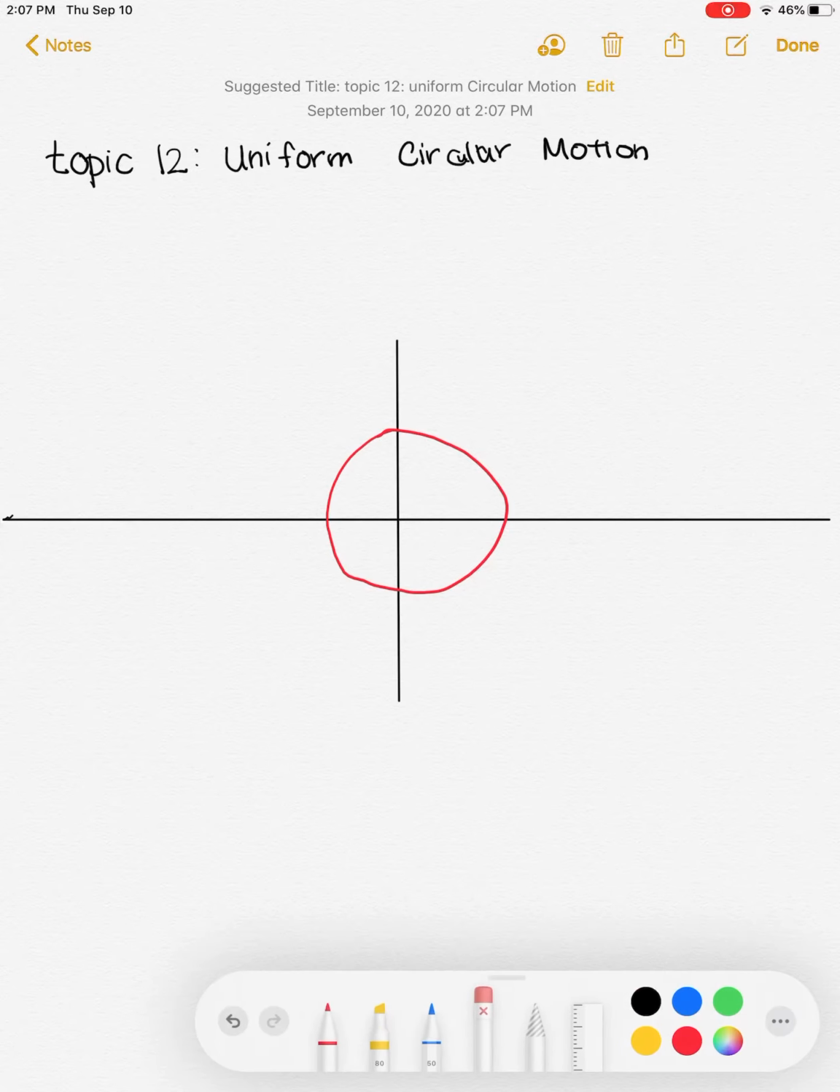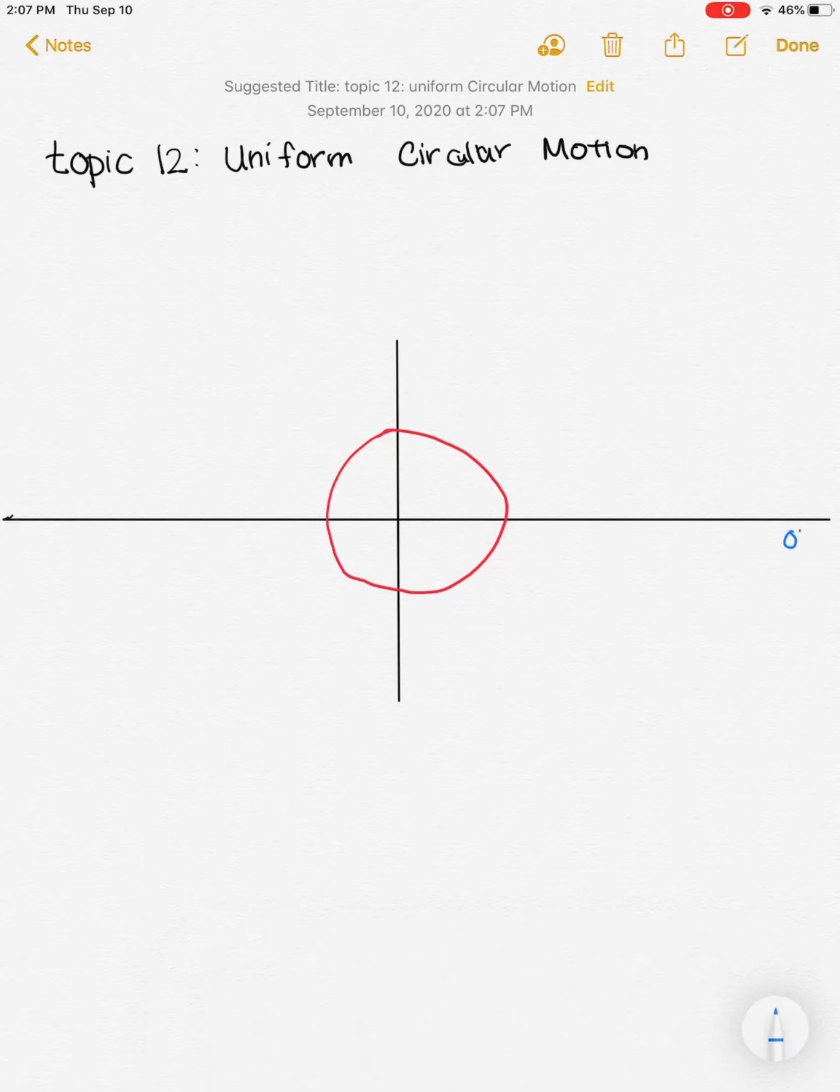But if I wanted to use slightly different coordinates in order to model my circle, what I can say is that this is 0 degrees, this is 90 degrees, this is 180 degrees, this is 270 degrees, and then when I go the full circle, it's 360. So that's how I can talk about circles in terms of degrees. I can also talk about it in terms of radians.